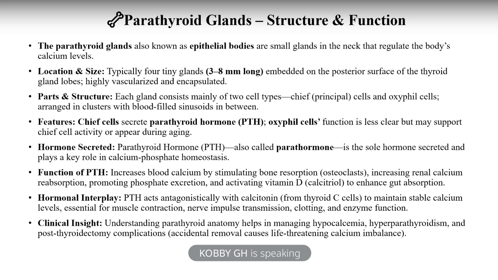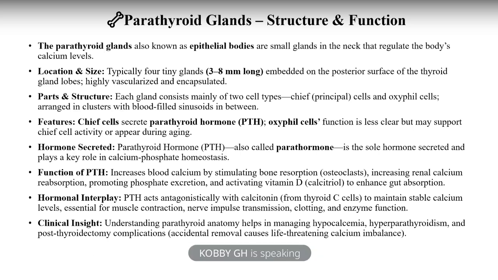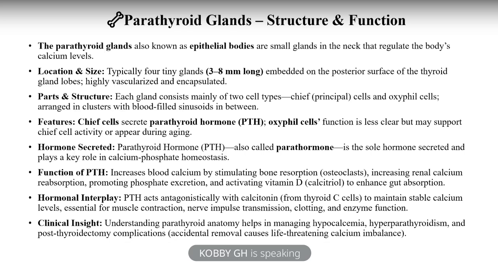Okay, so keep it in your mind. What is the work of parathyroid hormone? It helps to increase your blood calcium level. What is the work of calcitonin? Calcitonin lowers your blood calcium level. Okay. Parathyroid hormone, what does it do? It increases your blood calcium level.